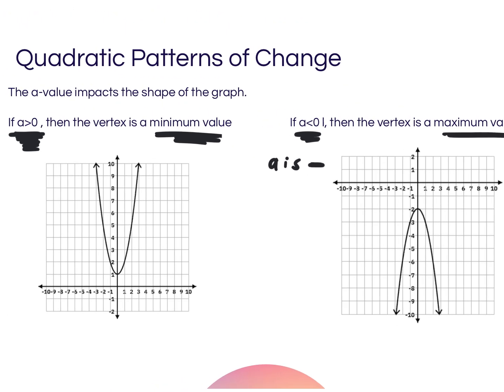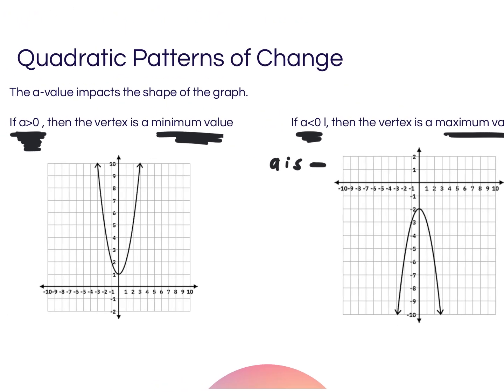Kind of look at these two graphs to confirm that in your head. On this first graph, I know that my a is positive because I have a minimum value. I know that a is negative on the second graph because I have a maximum value.